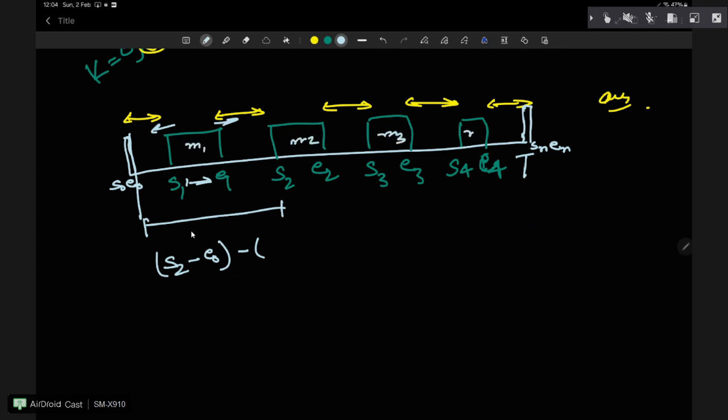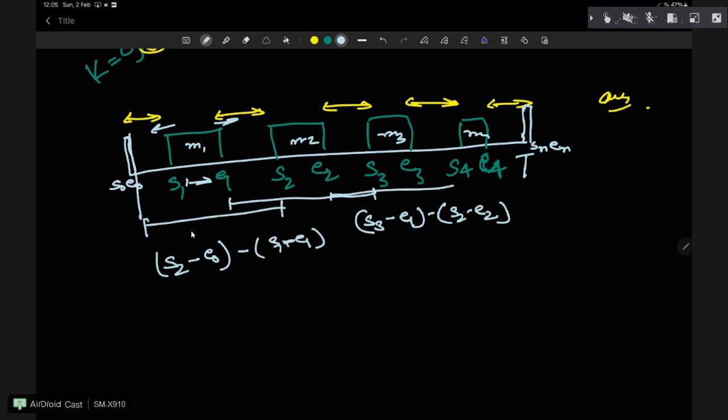That is S1 minus E1 for the duration of meeting 1. For M2, similarly, the total duration would be from here to here, so it would be S3 minus E1 minus the duration of meeting 2, S2 minus E2. Similarly, we can do it for the others. This was like question 2. The main thing here is that we do not have to maintain the ordering. There we were maintaining the ordering, moving only left and right, not skipping any block.